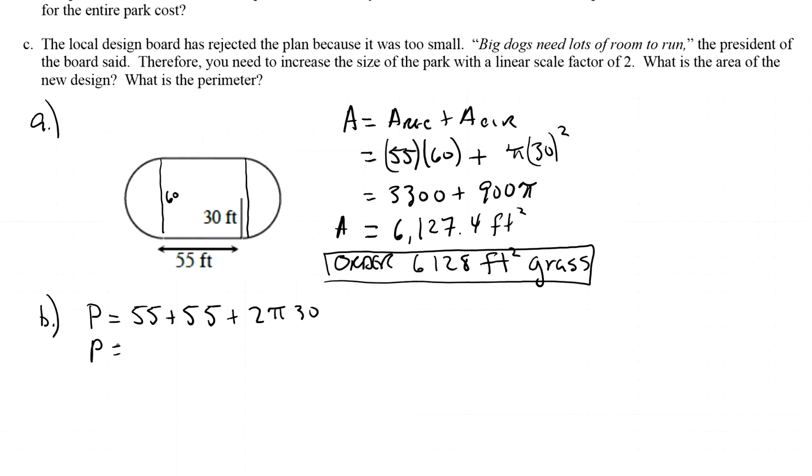So perimeter is 55 times 2. So this ends up being 110 plus 60 pi, and then plus 60 times pi. Oopsie, should be times. So then when you add this all together, you get 298.5. So the perimeter, or the fencing, is going to be 298.5 feet.